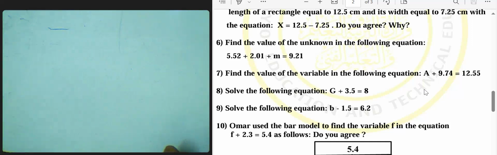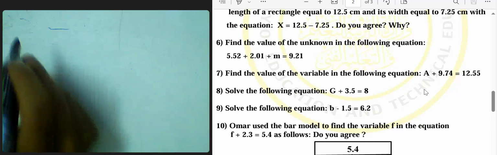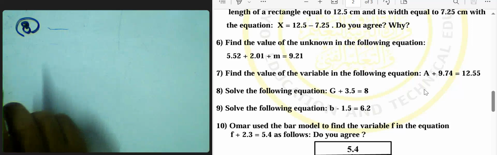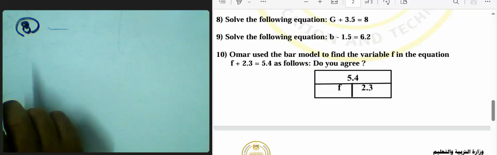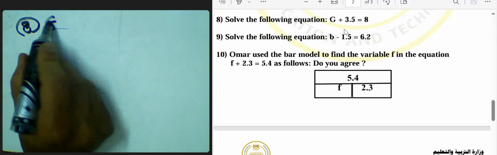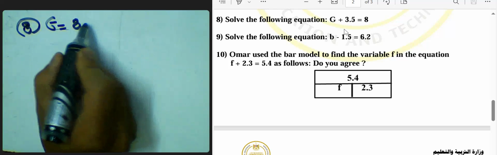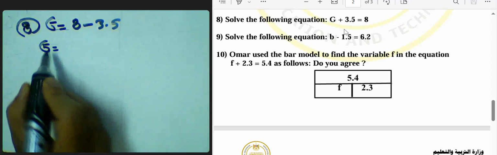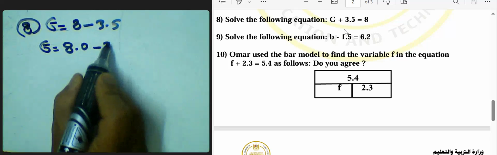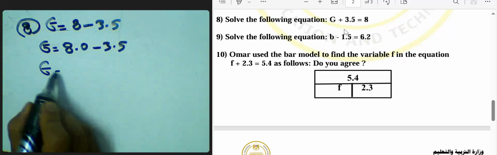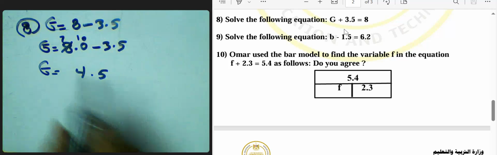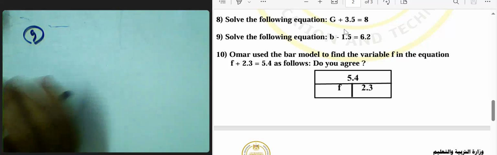Next question, number 8. Solve the following. عايز برضه اجيب الجي يا مستر. هنا هعمل subtract للتو numbers. يبقى j equal 8 subtract by 3.5. يعني اقول له 8.0 subtract by 3.5. يبقى هنا استلفت تبقى 10 minus 5 5 وهنا 7 minus 3 4. ده question 8.